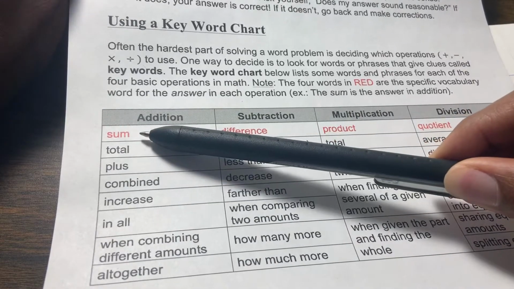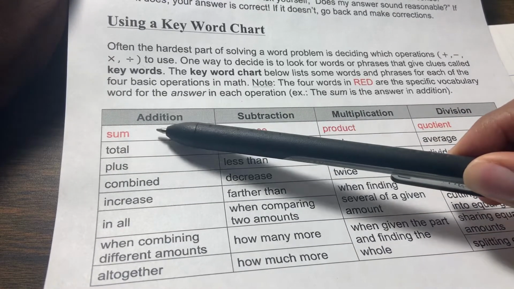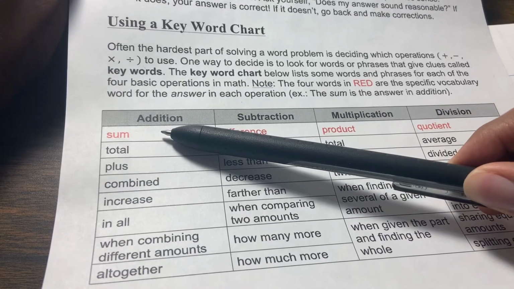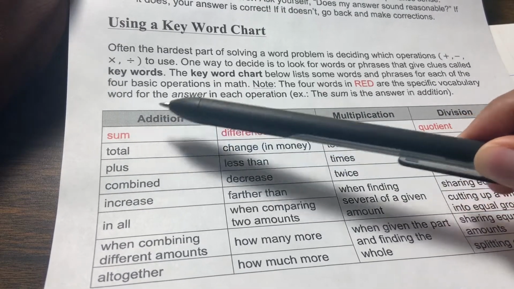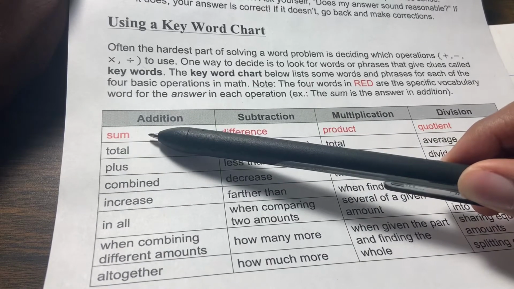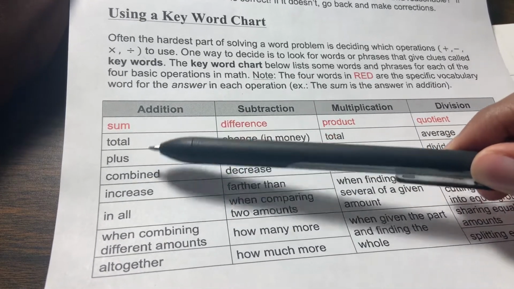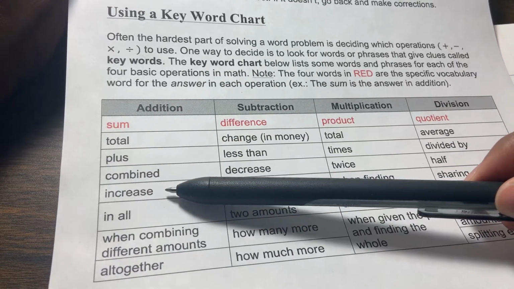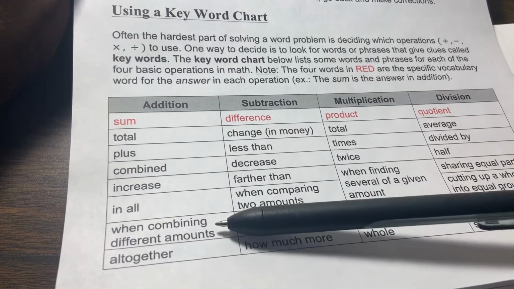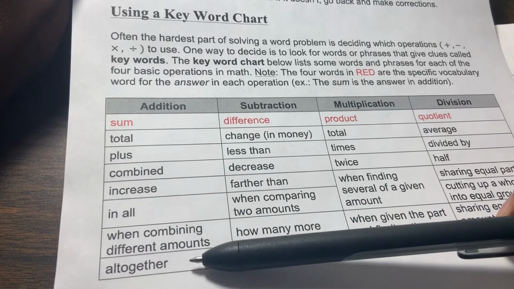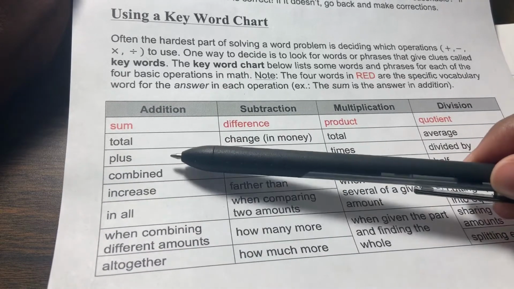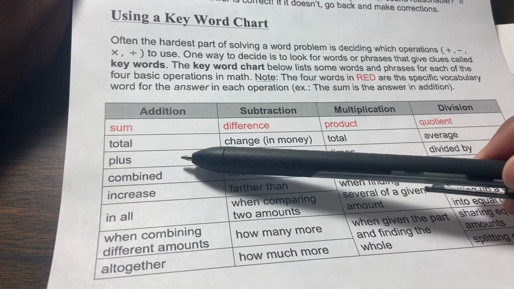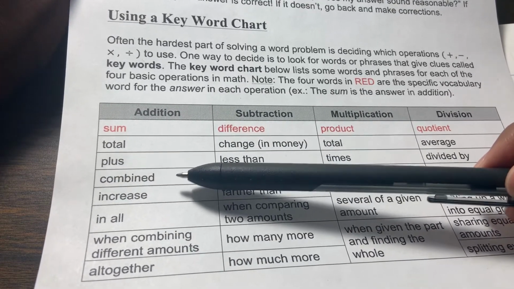Some, however, like I said, some will always mean addition. So if you are told, what is the sum of 2 and 3? It can only mean addition because sum is the answer in addition. It can't mean anything else, all right? But let's look at these other keywords. We have total, plus, combined, increase, in all, when combining different amounts, and all together, right? These are, again, keywords that may give you a clue that you need to add in that word problem, okay?